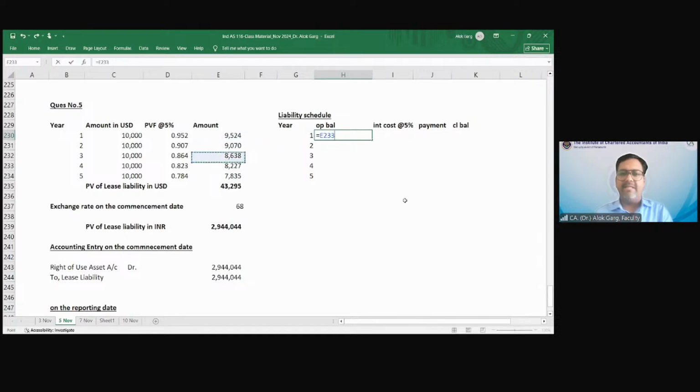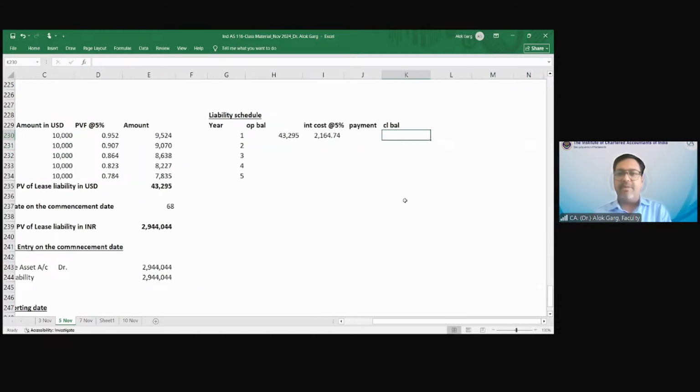What is my opening balance in USD? 43295. What is my interest cost at the rate of 5%? This is my 5%. What is my payment in USD? My payment is 10,000. What is my closing balance in USD at the end of the first year? I will do this computation for the entire 5 years, but the question is asking only for the first year. I'm just doing this calculation for the purpose of repetition, revision for you guys. Payment is 10,000. This is my closing balance.